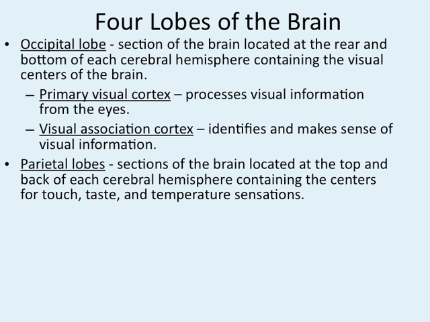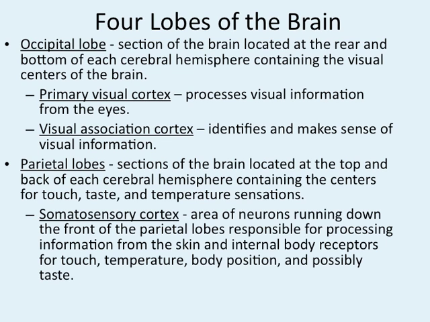The parietal lobes are sections of the brain located at the top and back of each cerebral hemisphere, containing the centers for touch, taste, and temperature sensations. The somatosensory cortex is an area of neurons running down from the front of the parietal lobes, responsible for processing information from the skin and internal body receptors for touch, temperature, body position, and possibly taste. What all that means is that we have one strip in our brain, and I have a diagram to show you, that controls all of our motor movements and is located in our parietal lobes.